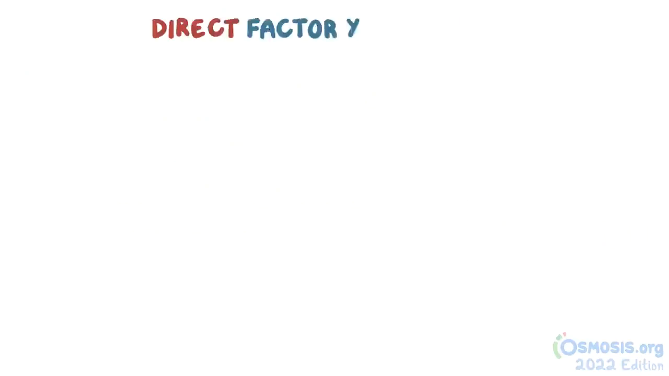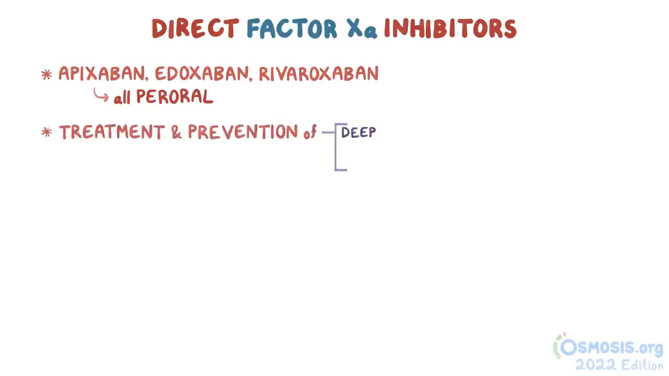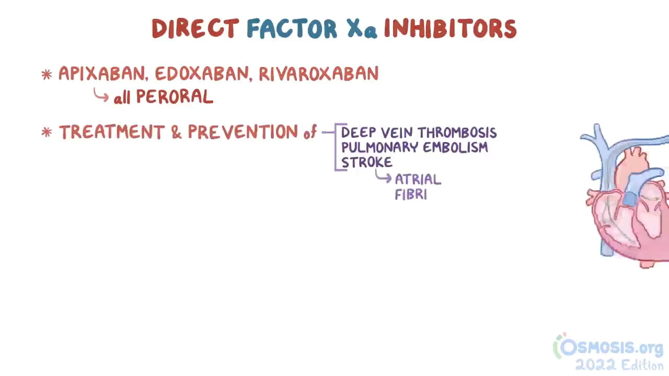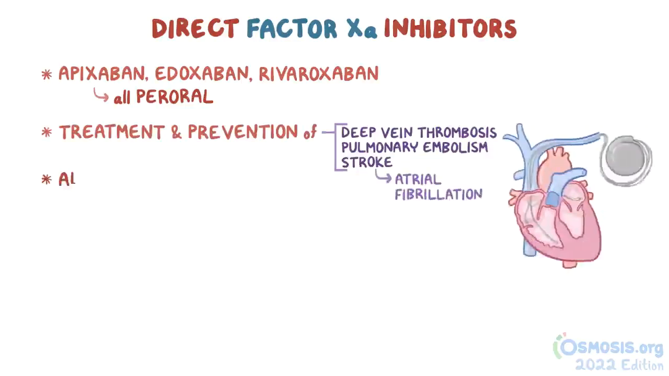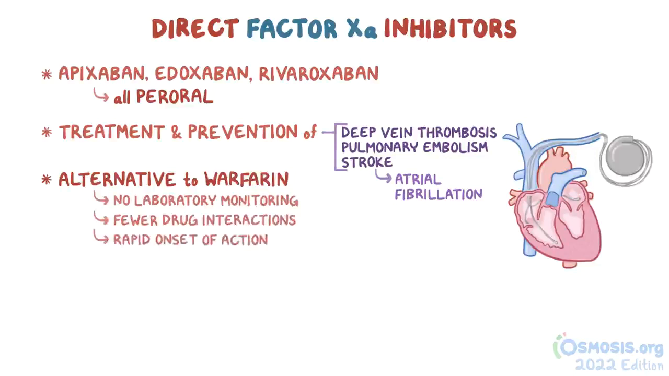Now, the direct factor 10A inhibitors like apixaban, edoxaban, and rivaroxaban are all per oral medications. They have XA in their name, which should help you remember that they act on factor 10A. Factor 10A inhibitors are becoming more commonly used for the treatment and prevention of deep vein thrombosis, pulmonary embolism, and stroke prevention in patients with atrial fibrillation. They're becoming a useful alternative to the anticoagulant medication warfarin, because they don't require laboratory monitoring, have fewer drug interactions, and have a rapid onset of action.